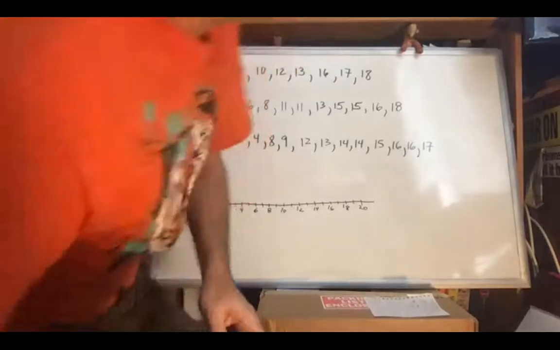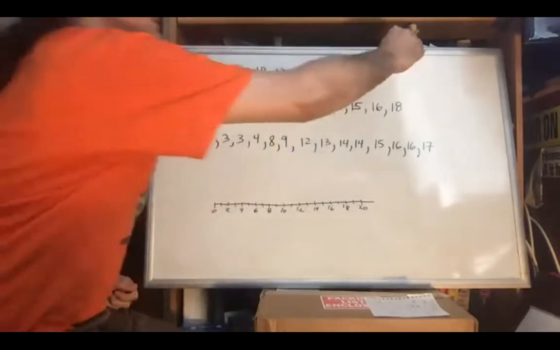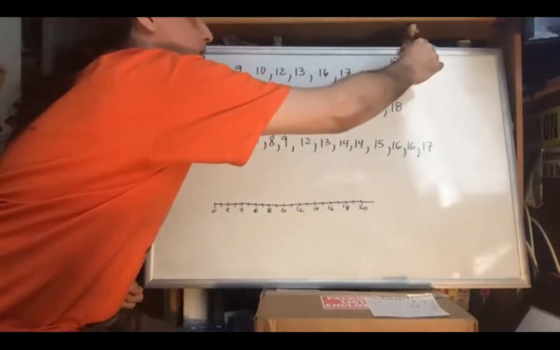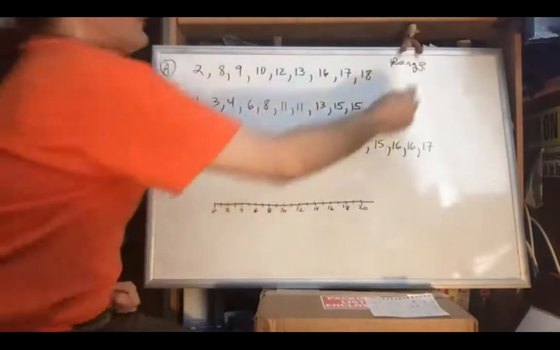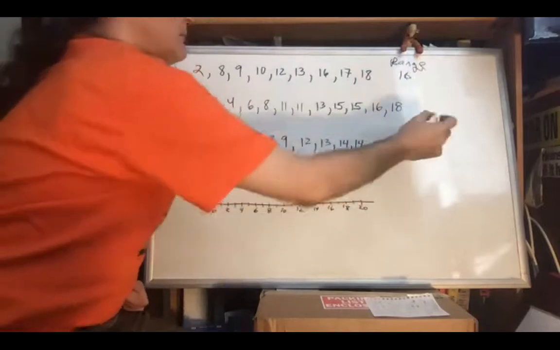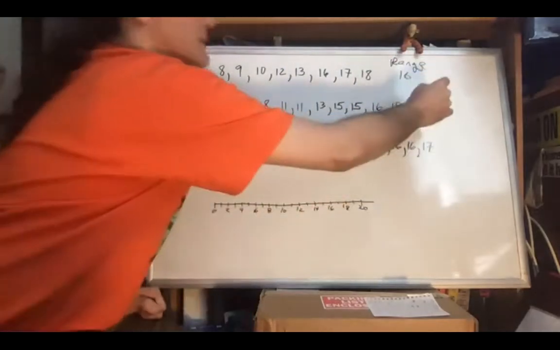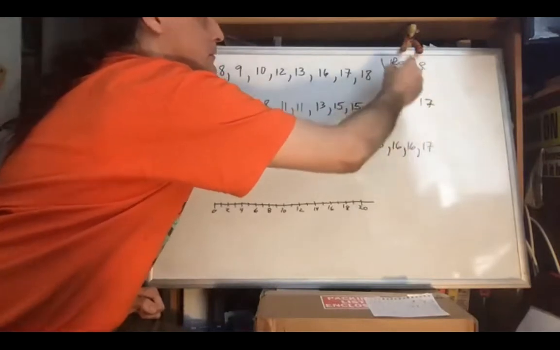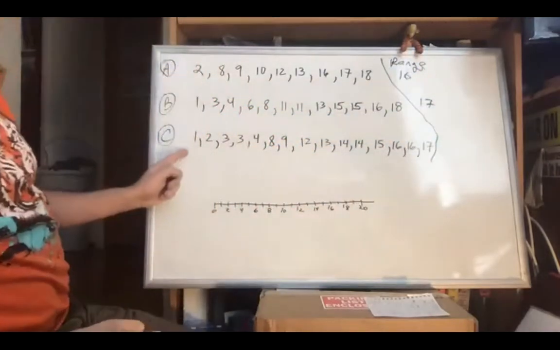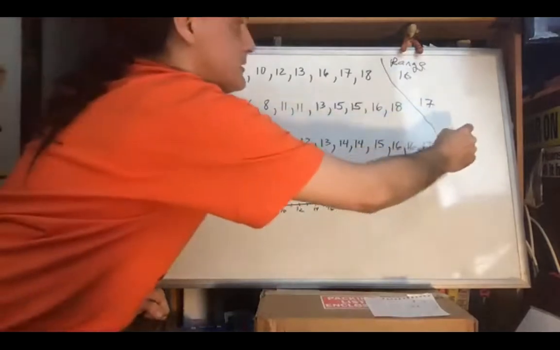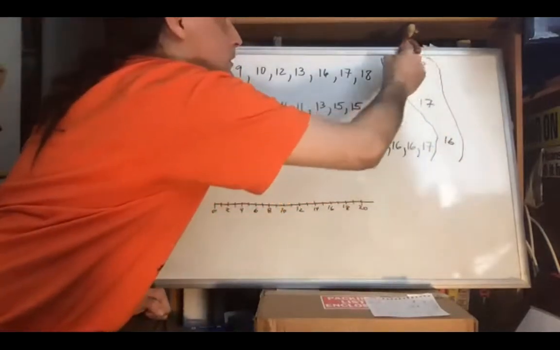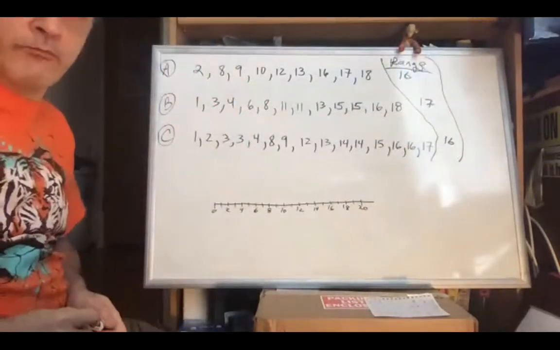So the range, you just subtract the highest minus the lowest, so hopefully that's not an issue, but I'll go ahead and this would be 16, right? Whereas the range here would be 17, right? And then the range here would be 16. So all classes roughly have the same range.